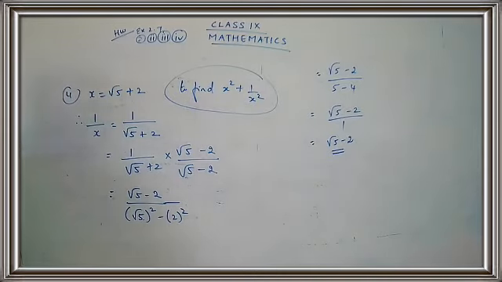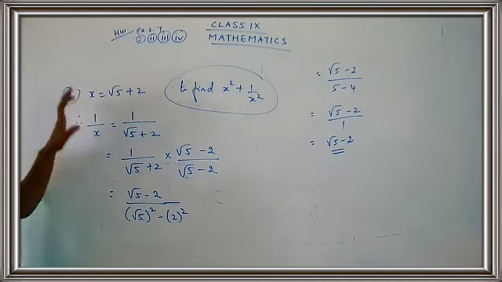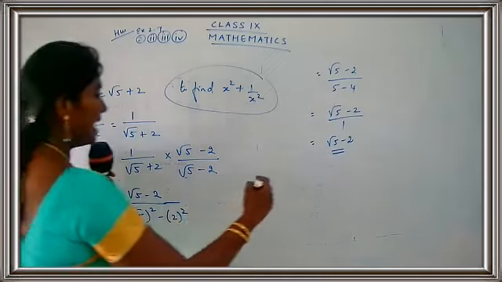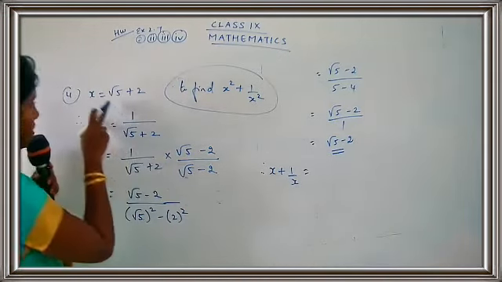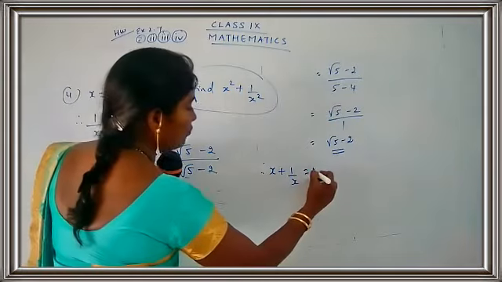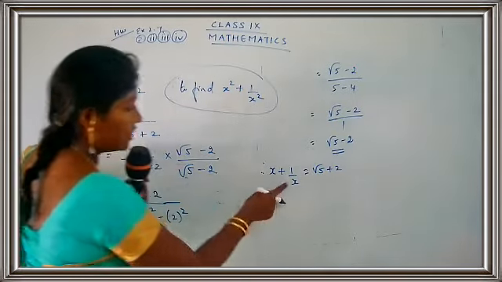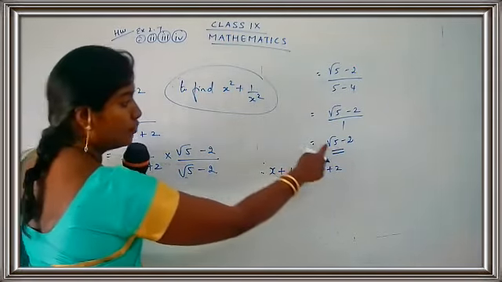Okay. So now I have found the x value. I have found the 1 by x value. Now I am going to add these two. So let me add this. Therefore, x plus 1 by x is equal to, what is the value for x? It's root 5 plus 2. And what is the value for 1 by x? It's root 5 minus 2.